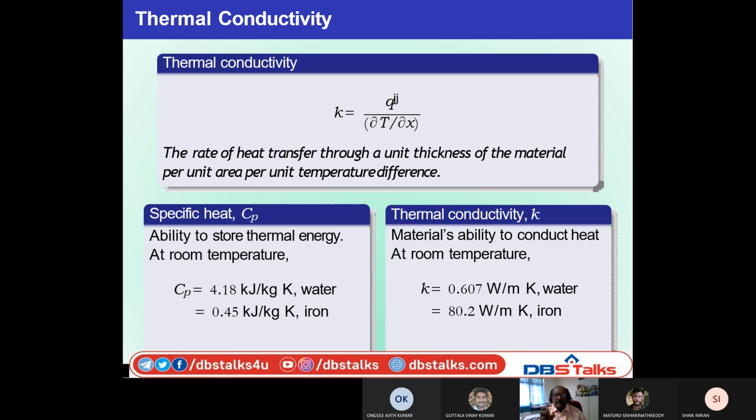Thermal conductivity is the material's ability to transfer heat, but there is one more term, specific heat. Specific heat is the ability to store energy. To store the energy, we call it specific heat at constant pressure. To transfer the heat, we call it thermal conductivity. They have a somewhat similar meaning.